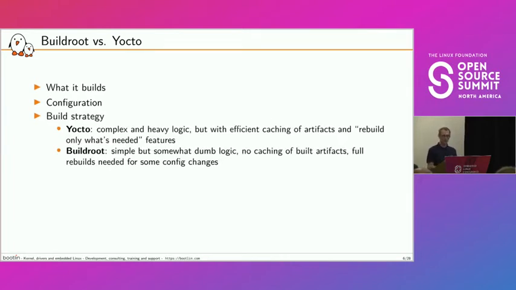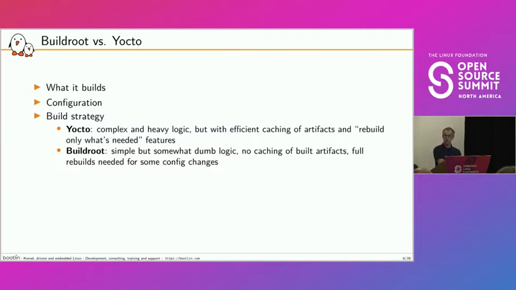Then the build strategy is also somewhat different. In Open Embedded, there is a very complex, and I wanted to say heavy, build. If you look at the disk space that the Yocto Open Embedded build takes, it's fairly heavy. But thanks to that complexity, it delivers really interesting features. It is able to cache build artifacts so that if you build something once, you don't have to rebuild it again. If you do a similar build for a slightly different platform, but that uses, let's say, the same CPU core, for example. It also has lots of mechanisms to rebuild only what's needed when you make a change in the description of your system.